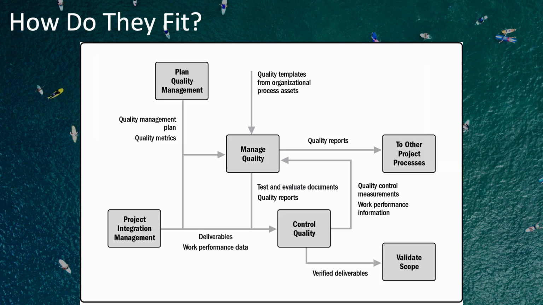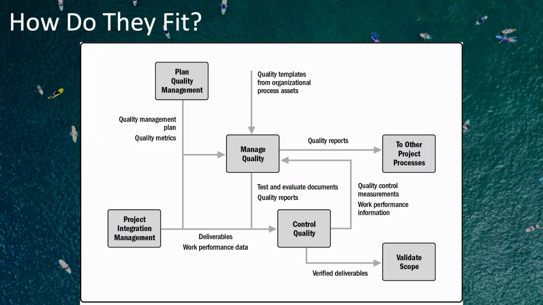Manage quality also has test and evaluation documents as an output. These documents are more like templates or instructions to the control quality process. They're the documents that control quality needs to use, including the instructions on how to use them, in order to keep an eye on and monitor and control quality on the project. These test and evaluation documents are based on organizational process assets that may be specified by the quality management plan.